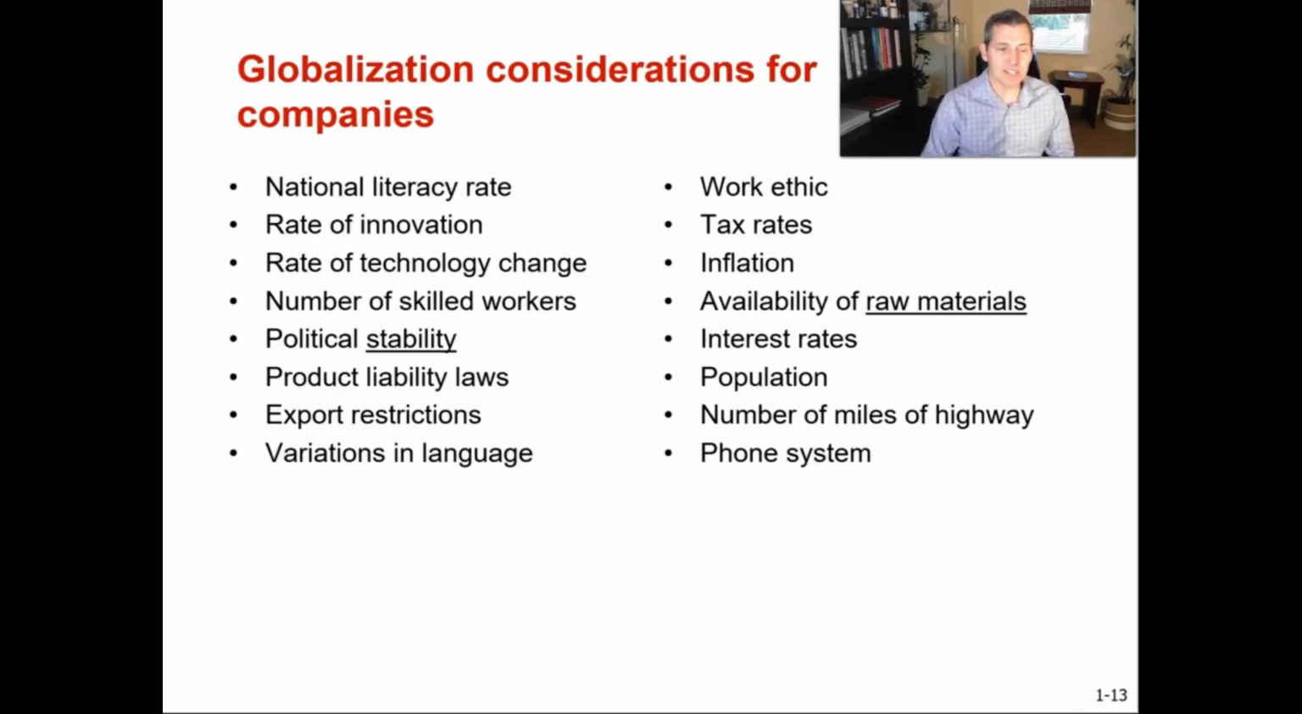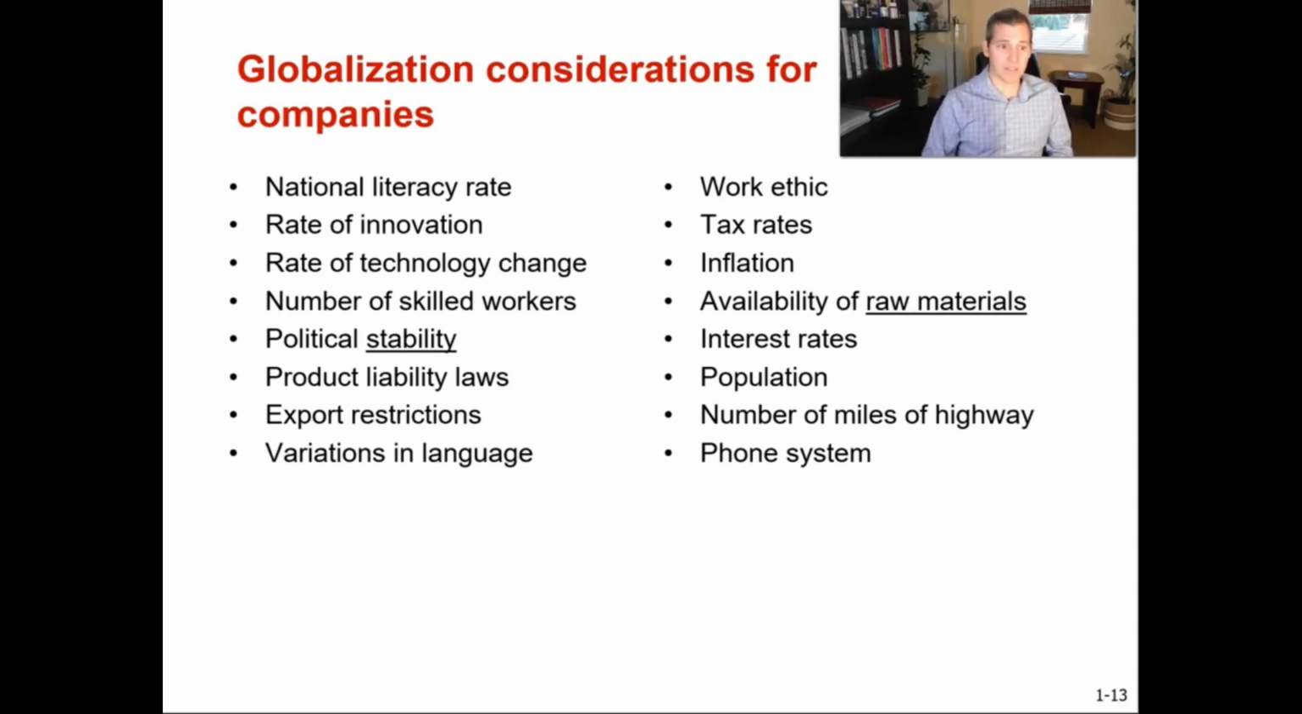All right, and then globalization considerations for companies. One last thing to think through. If you're going to do global operations or global supply chains, you're going to need to review some of the following. Let's say you're manufacturing printed circuit board assemblies, and the individuals who are building those products need to understand how to read electrical drawings. Well, therefore, you've got to have a high literacy rate in that country. It might not matter if you're doing mining or something like that, but if you're doing technical work, then the literacy rate needs to be high.